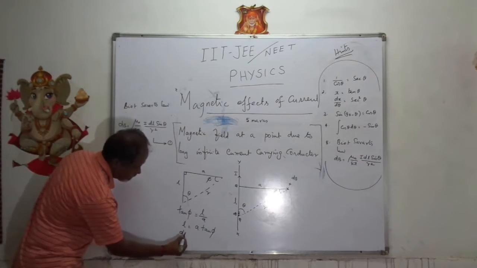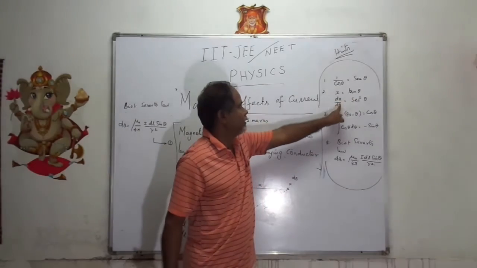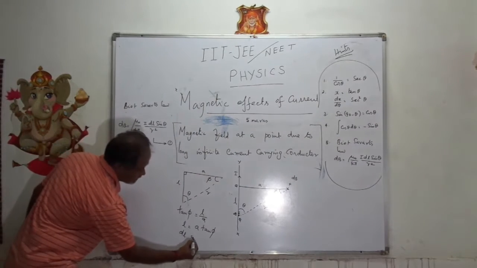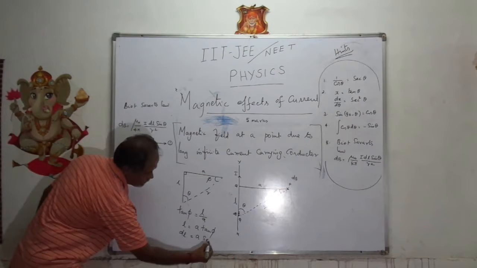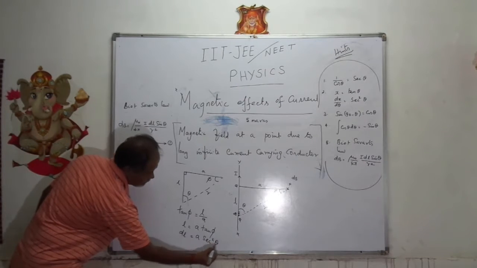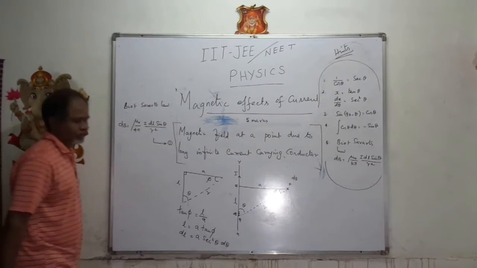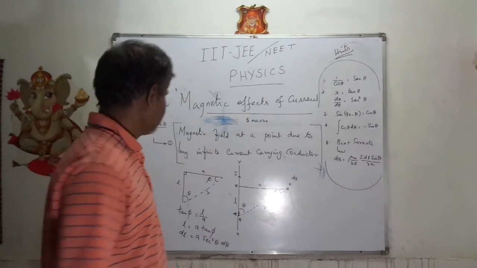dl. Using the derivative of tan, dx by d theta is secant square theta, A is the constant. So dl is equal to A secant square phi d phi. Everybody understand? Next one.